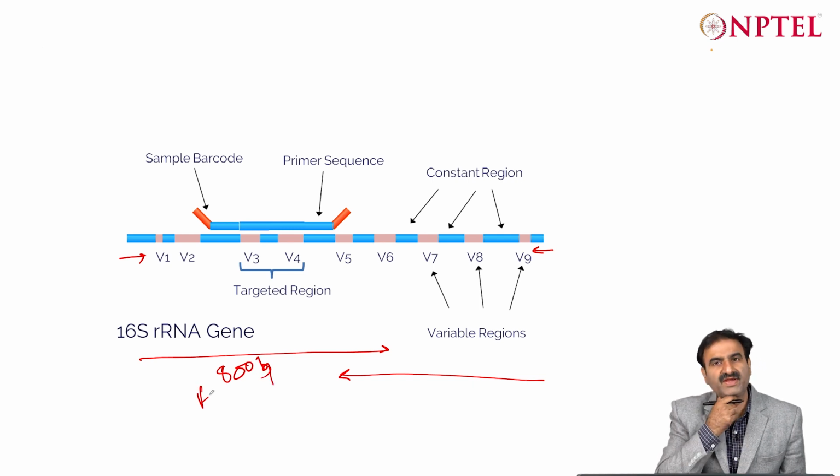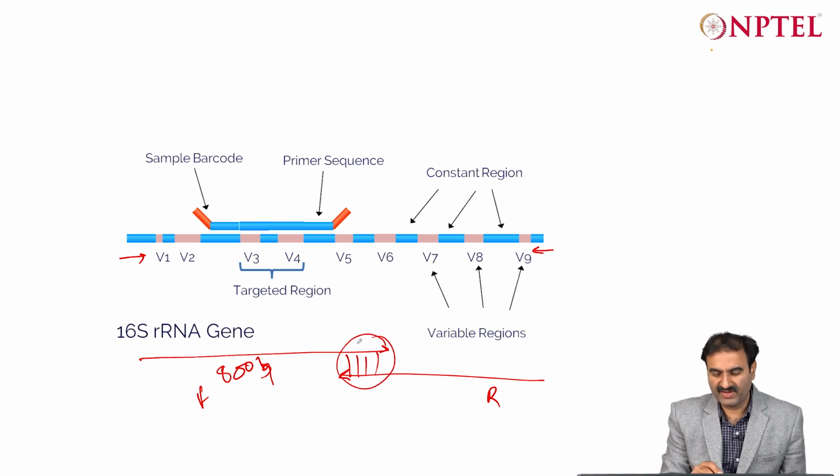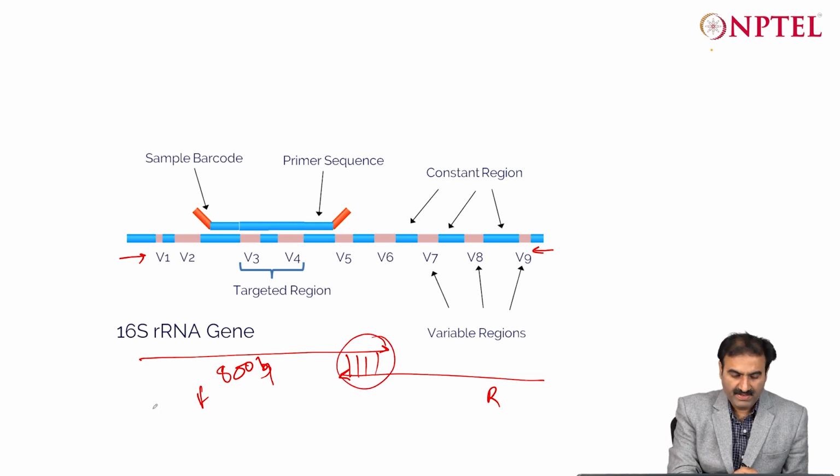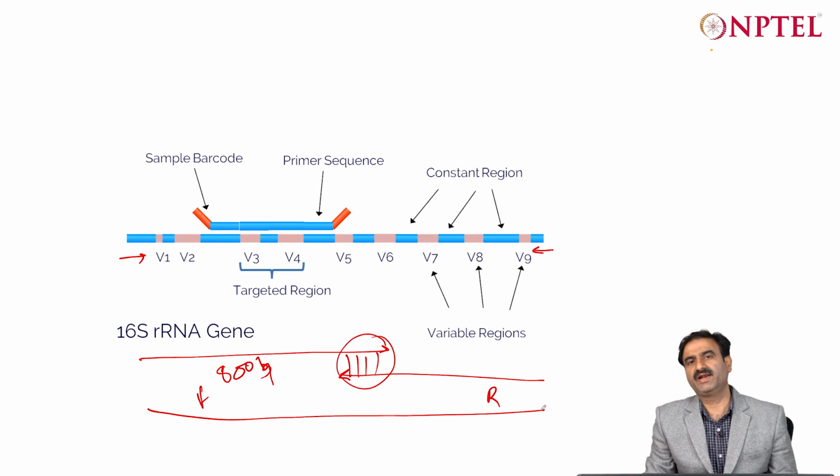While you are doing the Sanger sequencing, you have to give the DNA as well as the primers, the forward and reverse primer. Then you can concatenate based on the overlap that you find between the forward and reverse reads, and get the complete 16S ribosomal RNA gene, and then take this gene.